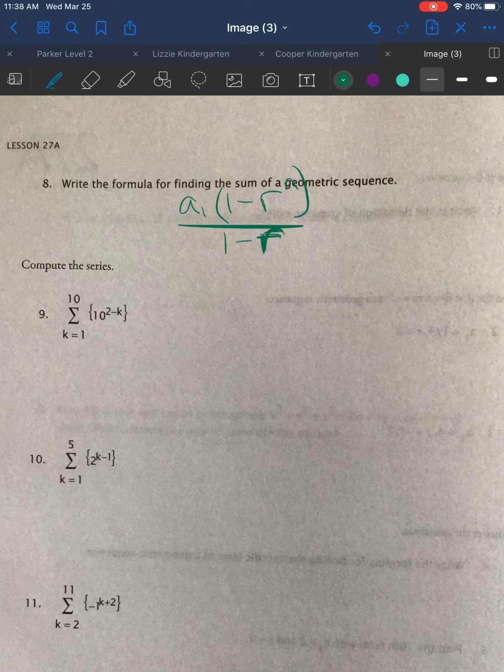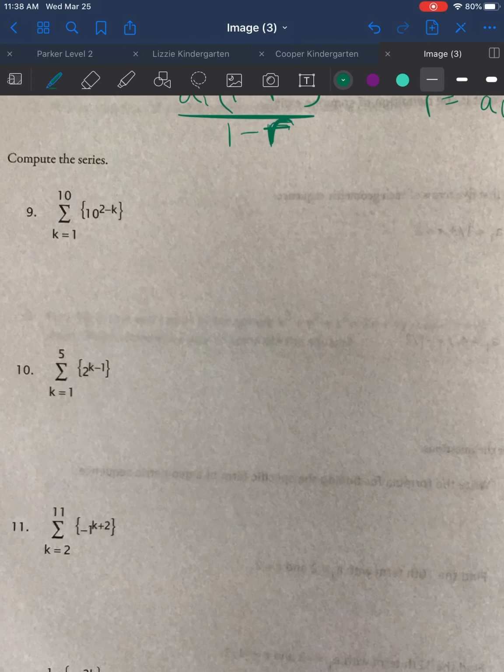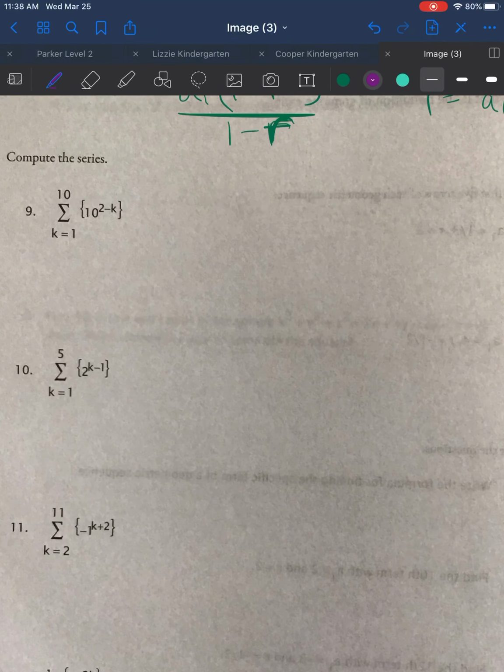Okay, keeping in mind as well that r is equal to a sub 2 divided by a sub 1. We're going to have to find all this information, list it out for each problem, and then plug it into our formula. So, number 9. Here we go. We're going to switch back to purple because that one seemed to have better luck for me.